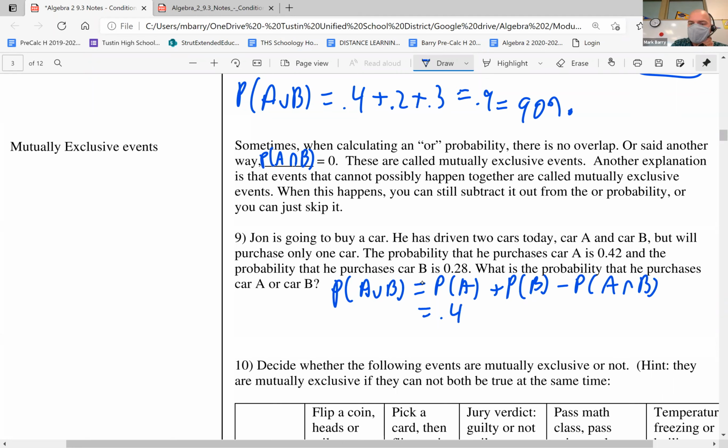He said there's a 0.42 probability he buys car A, and 0.28 probability he buys car B. And then really, this would be minus 0 because he said he's not going to buy 2 cars. He's only going to buy 1 car. When you realize these are mutually exclusive events, do you even have to write down that minus 0? No, not really. I'm just showing it there to emphasize that it's not necessary. So this would be a 70% probability that he buys either car A or car B, even though there's a 0% chance that he will buy both of them.